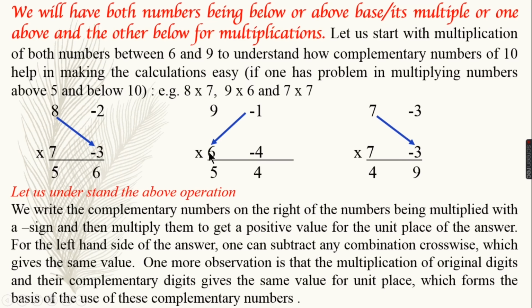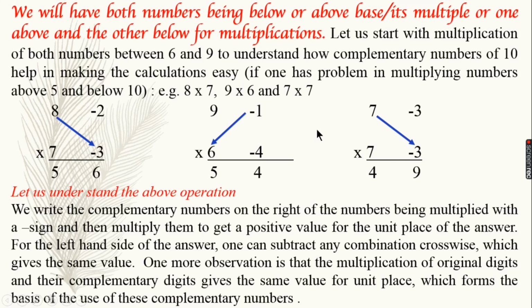Another example, 9 into 6. 9 is deficient by minus 1 and 6 is deficient by minus 4. Minus 1 into minus 4 is 4, and 6 minus 1 is 5. So you have 54 as the answer. 7 into 7: 7 is deficient by 3 and this 7 is also deficient by 3. So minus 3 into minus 3 is 9, and 7 minus 3 is 4. 49 is the answer.